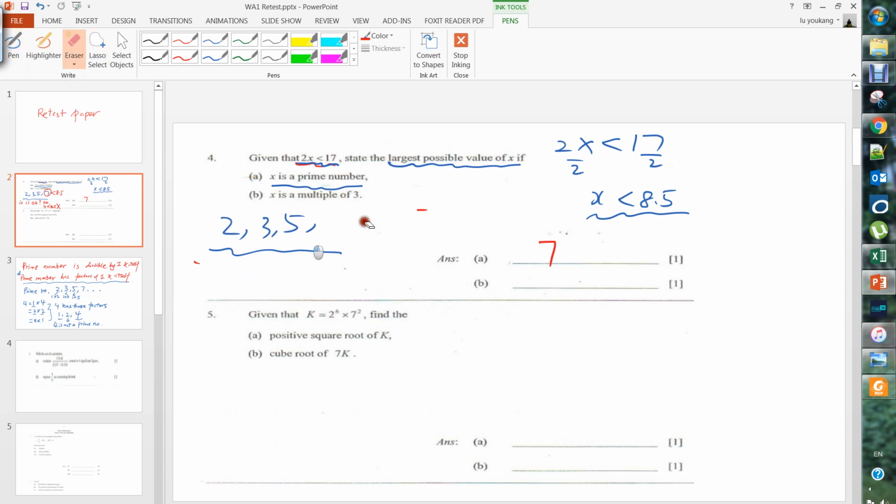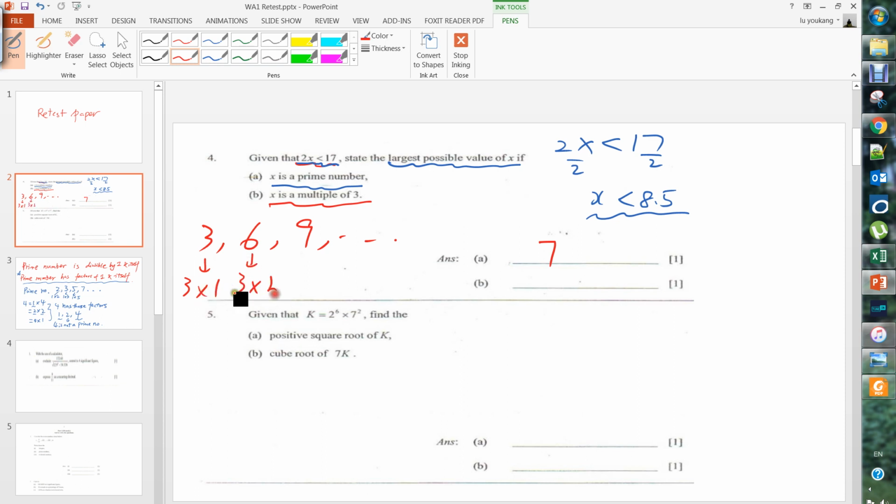Okay, let's do the second part, which is you need to find x such that x is a multiple of 3. So what I do is I start to write down the multiples of 3. The first one is 3, and then the next one is 6, and then 9, and subsequently. The reason is this is 1 times 3, or rather 3 times 1, and then this is 3 times 2, and then this is 3 times 3, and so on and so forth.